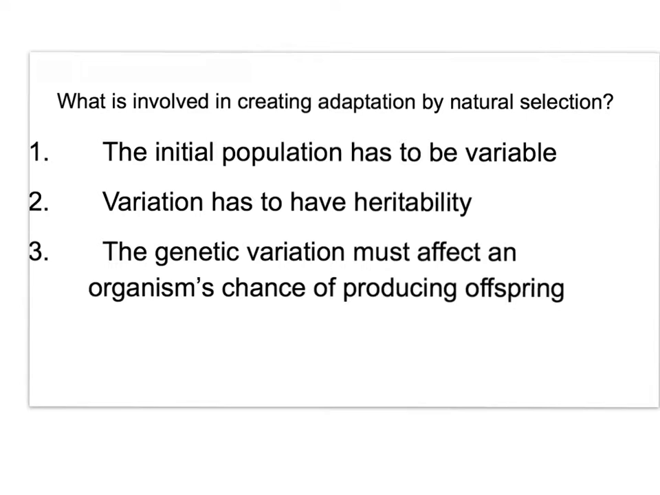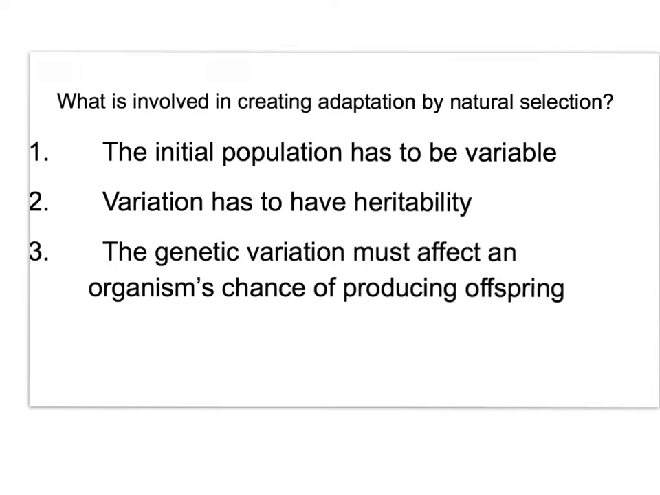What is involved in creating adaptation by natural selection? There are three things involved in creating an adaptation by natural selection. First, the starting population has to be variable, or not consistent. Referencing back to the mice experiment in the first slide, mice within the population have to show differences in coat colors, otherwise the trait cannot evolve.